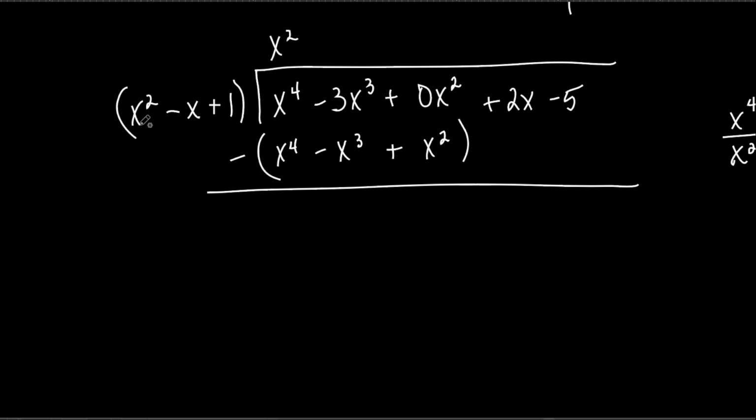See what I did? I just multiplied everything in here by x squared. That's all I did. Now I'm subtracting. x to the 4th minus x to the 4th is 0. Now this next one could be a little complicated. Negative 3 minus a negative.